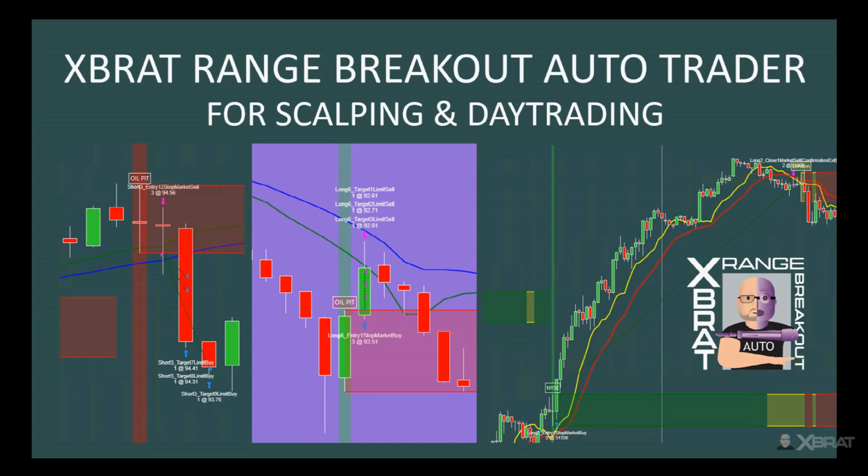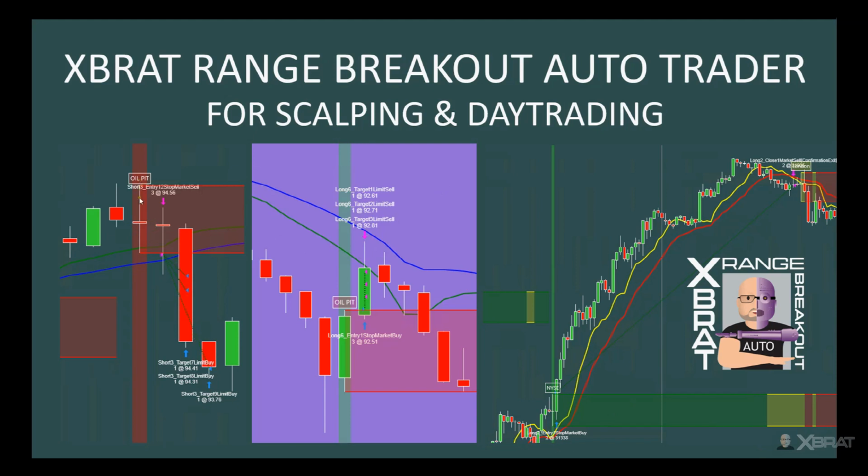The xBrat Range Breakout Auto Trader is for scalping and day trading, and it looks to define ranges for opens or data ranges. So whether that's the oil pit open like we have here, or indexes or metals, things like that. So it defines a range, it gives it a bias. And the scalping type strategies here that we have targets in place.